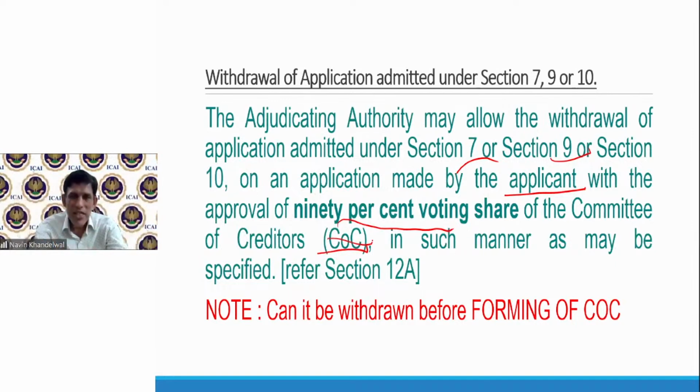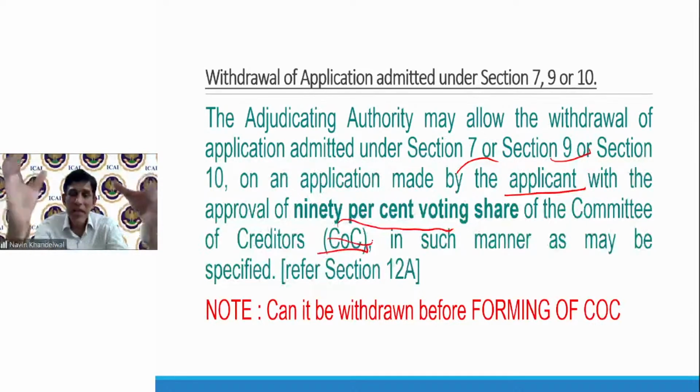But formation of COC takes time. It takes about 30 days to form the COC. What if within that 30 days I want to withdraw? Is it possible? So there are three scenarios. One, the company is not admitted. Nobody is going to stop you to withdraw. The company is admitted, but COC has not been formed.